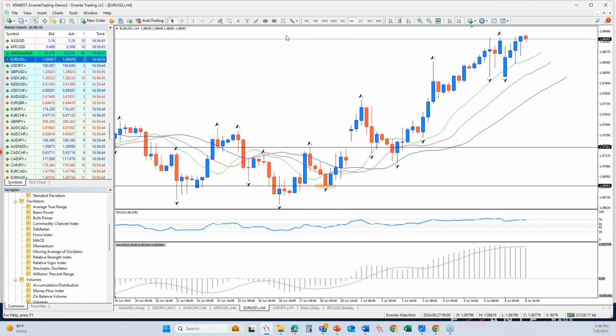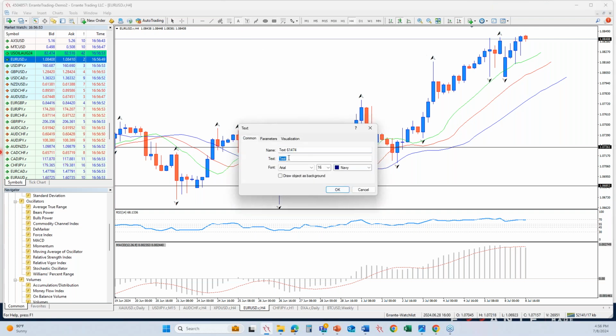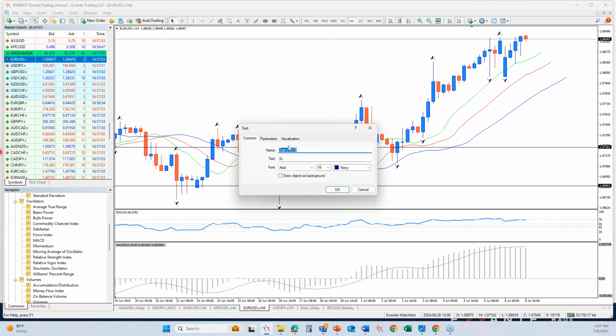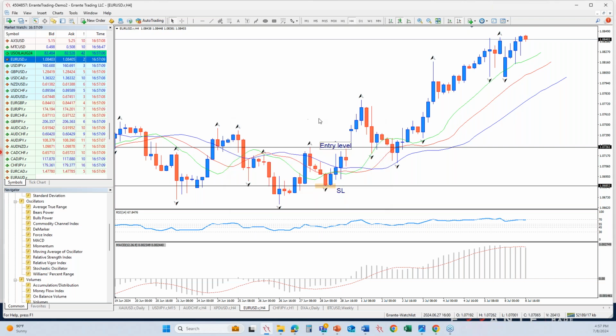In that case, we are going to put our stop loss here. And here is our entry level. And this is a reversal.